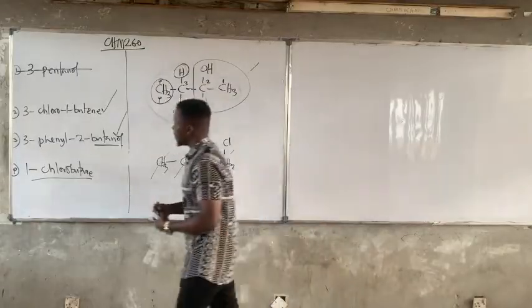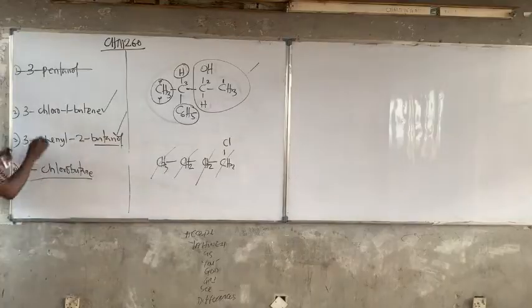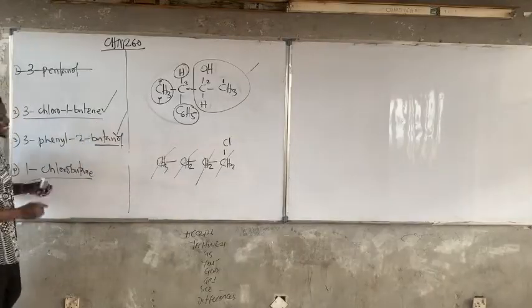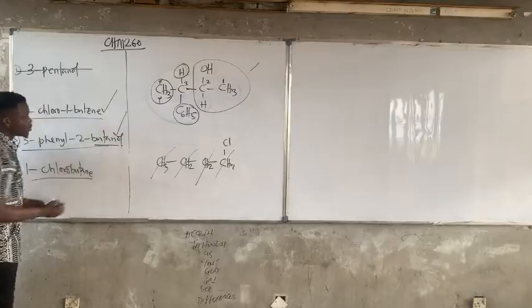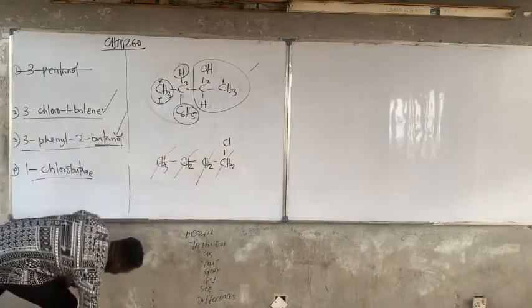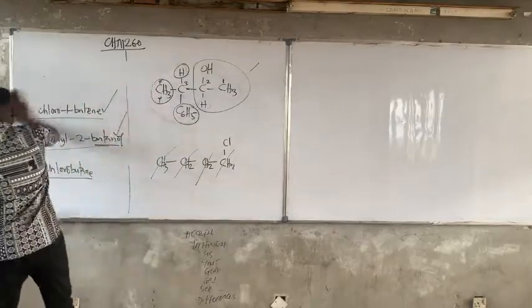So therefore, the 2 compounds that contain a chiral carbon are 3-chlorobutene and 2-methyl-3-phenylbutan-2-ol. Okay. So let's start the next question.